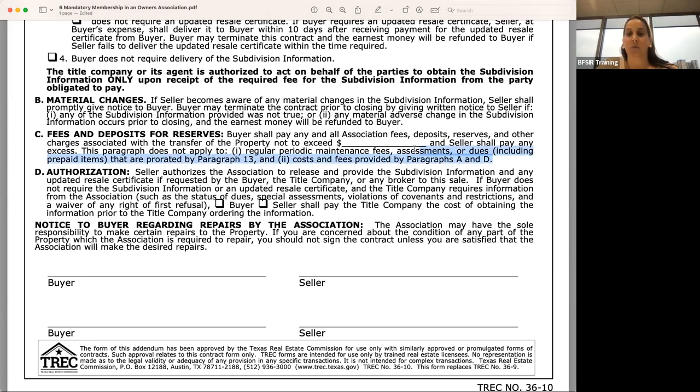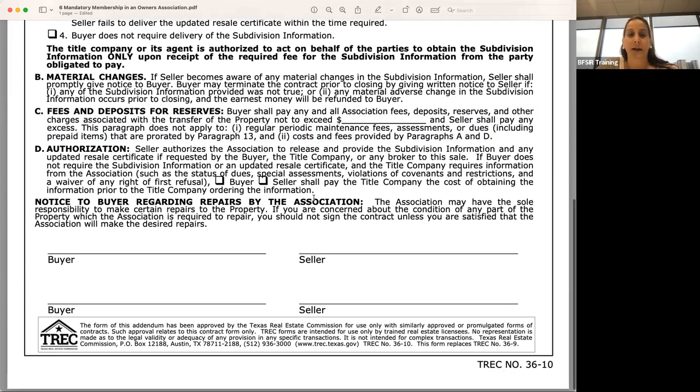So yes, when you get a listing in an HOA, it's annoying, but there's a lot of homework you have to do up front to make sure that your seller is protected.